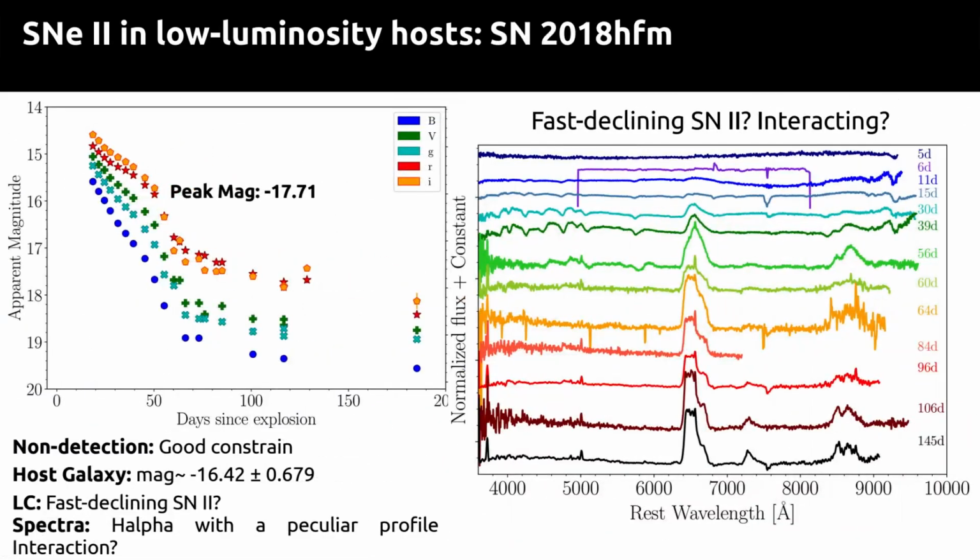This is an 18HF MET. This one has an interaction, as you can see in the spectra. The P Cygni profile of H alpha is quite normal up to 40 days, but after that it is dominated by a broad emission and then a very peculiar profile. The light curve declines very fast, but after 60 days is flat, and in some bands is going up, which could indicate some kind of interaction.